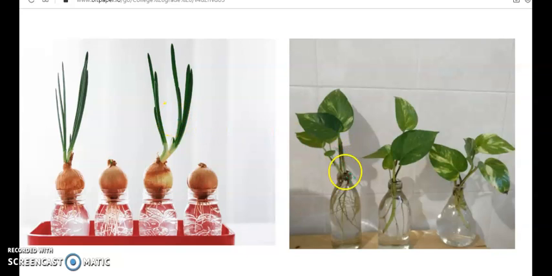Okay, growing out. Similarly, when you put a cutting of a money plant in water, gradually from the stem you can see the roots growing, and at the same time some leaves growing out.